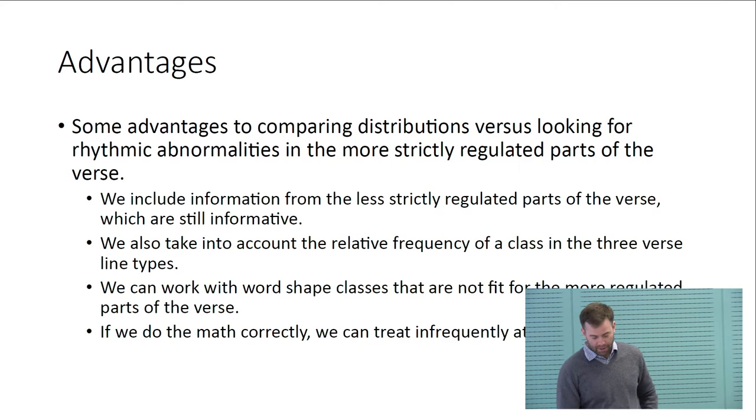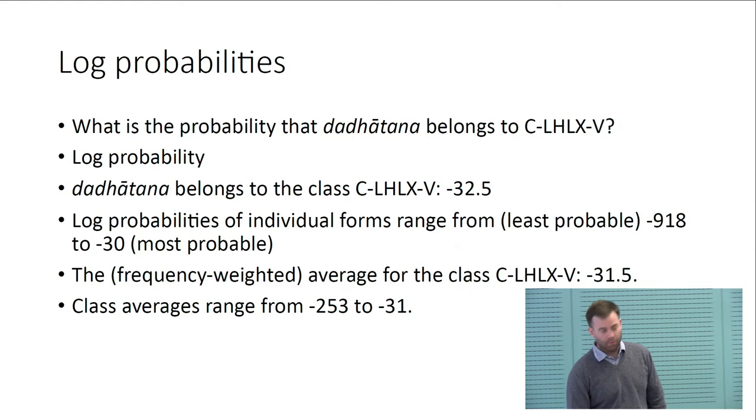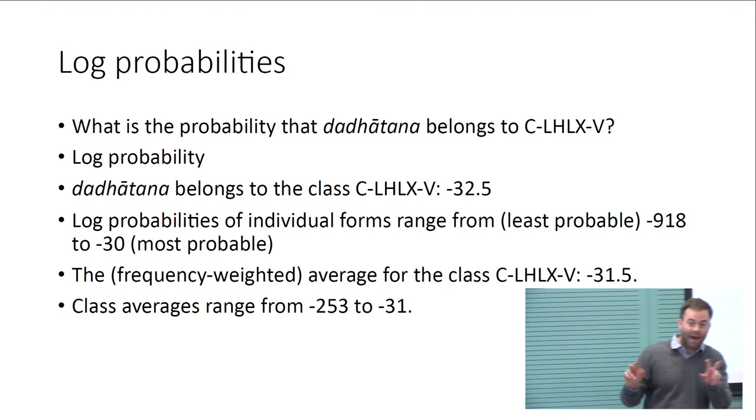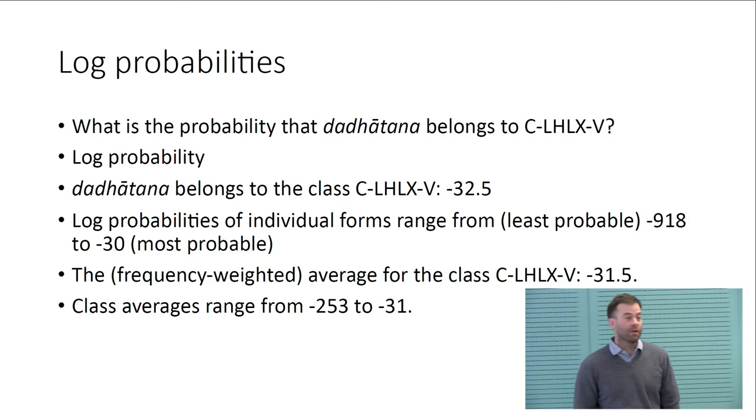and so that gets captured here as well. And we can work with word shapes that just aren't fit for the cadence, so they only are localized in less regulated parts of the verse. And if we do the math correctly, then we're going to be treating the infrequently attested items very exactly. We can even say things about things that are attested three or two or one time.